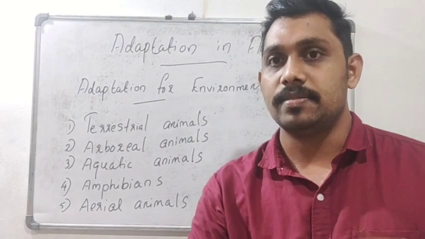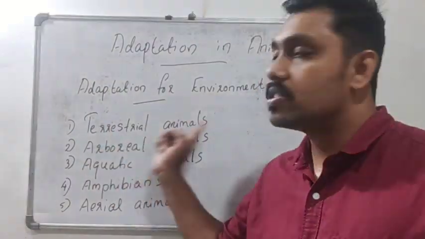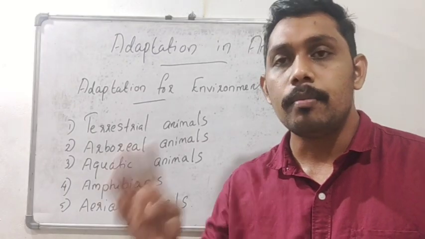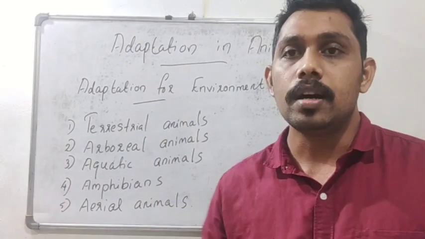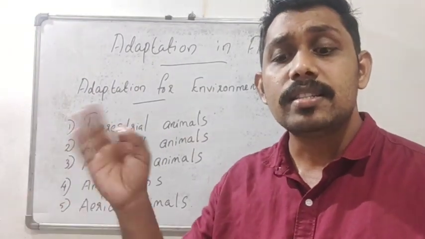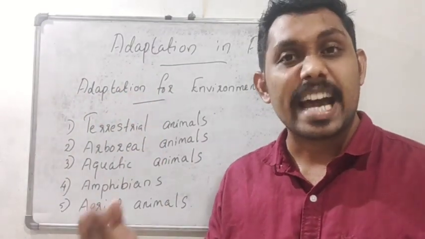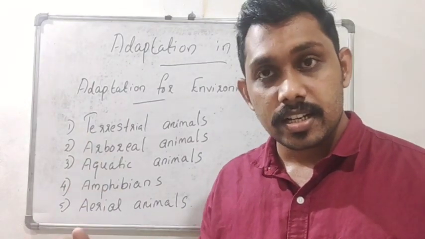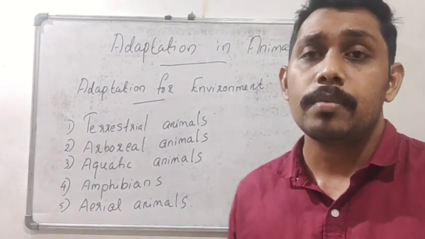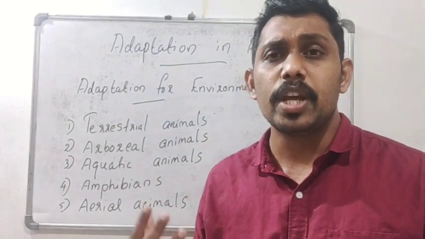Terrestrial means land. That means animals that live on land are called terrestrial animals. They have 4 legs to walk through the land. It is very simple. Animals that live on land are called terrestrial animals. Examples: tigers, lions, deer, cows, camels, and polar bears are terrestrial animals. Polar bear means the animal which lives in the poles, very cold areas.